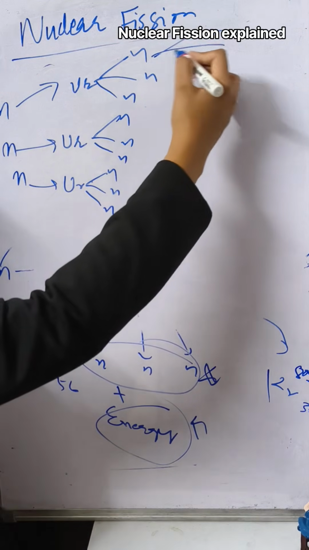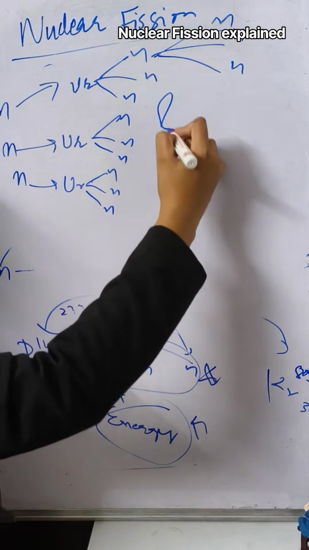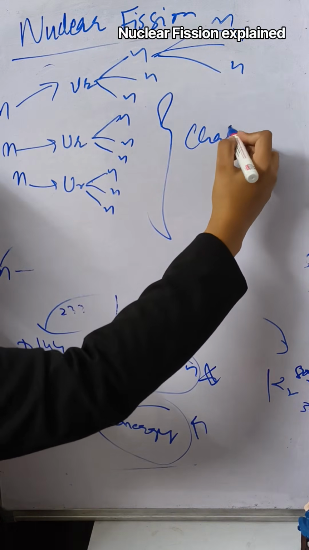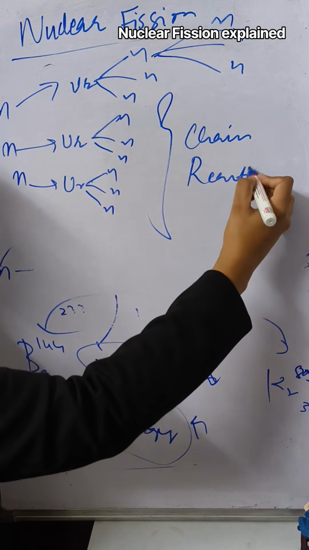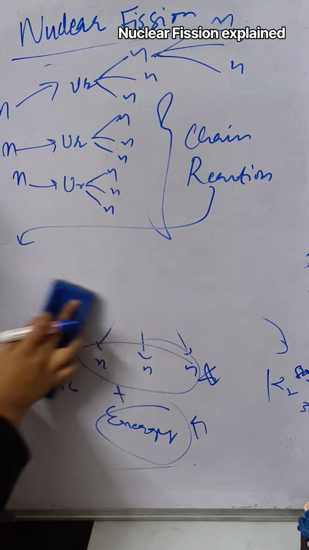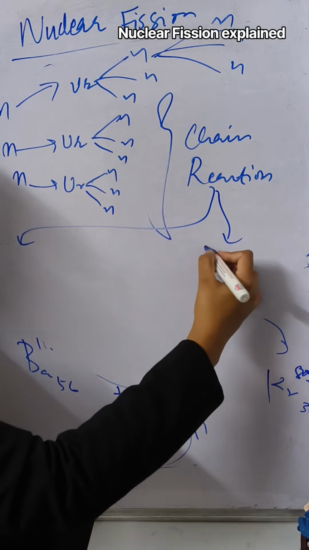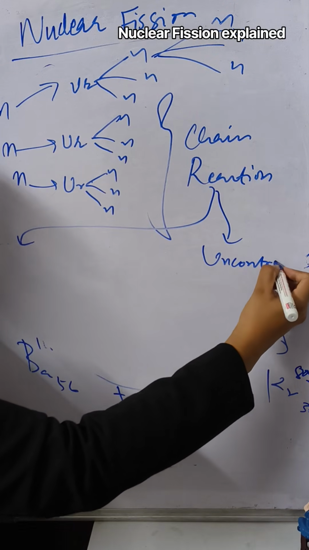Now these neutrons will further strike other uranium atoms and create 3 more neutrons, and this is how the chain goes on. This reaction is called a chain reaction. If I control this chain reaction, then I would call it a controlled chain reaction. If I do not control this chain reaction, I will call it an uncontrolled reaction.